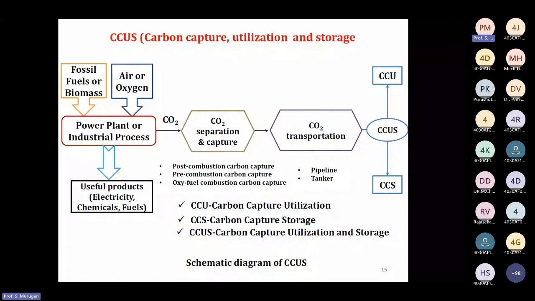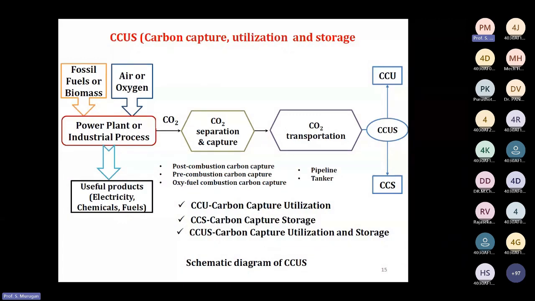For example, mechanical engineer, chemical engineer, electrical engineer, of course, environmental engineer, all they enter into this emerging area called CCUS or CCS. As I told, because it has a very significant impact on the environment. So, carbon capture, utilization, and storage is one of the emerging areas in research worldwide. Now, what is carbon capture utilization?